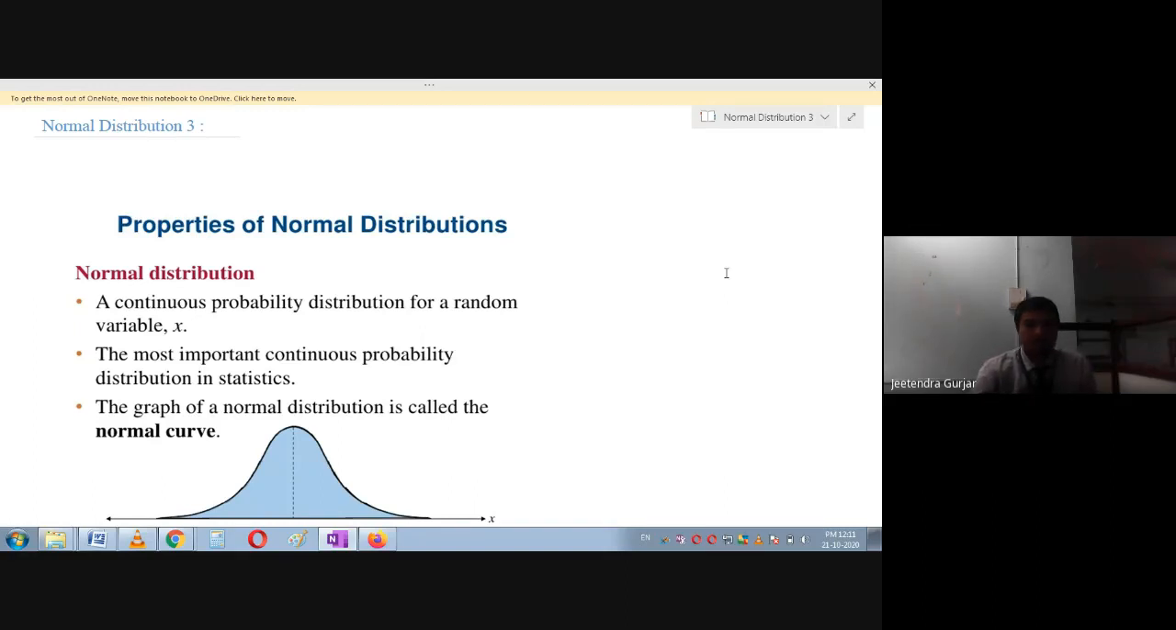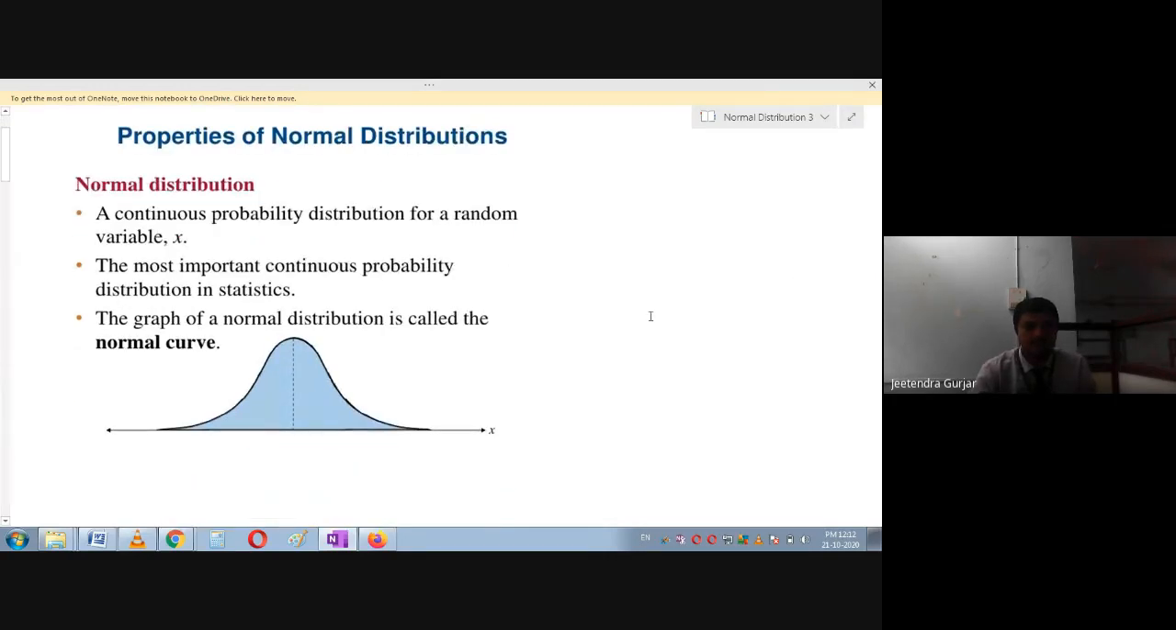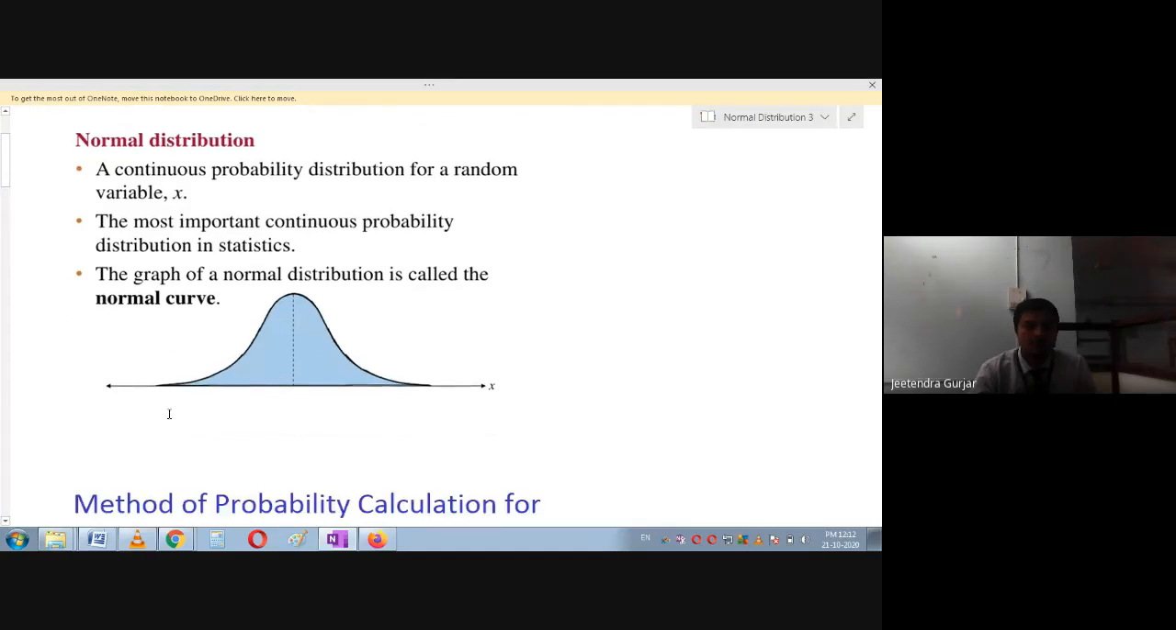It is a continuous probability distribution of a random variable, and it is the most important continuous probability distribution in statistics, especially in applications like collecting data, analyzing, and testing hypotheses. So here is the normal distribution curve. I'll just brief it; if you want more details, you can go through the last lecture video that is already posted in the Google class. This is a normal distribution curve, which is bell shaped.